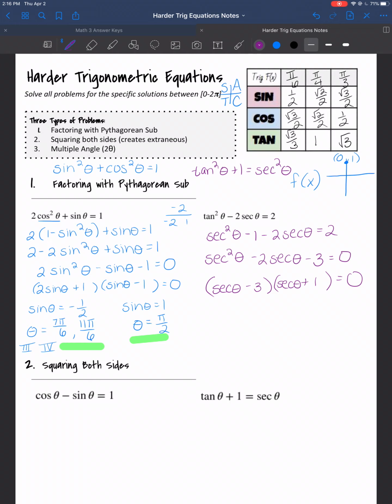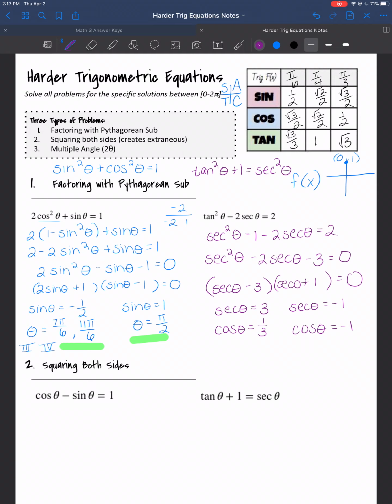So now I'm going to have, where does secant theta equal 3, and where does secant theta equal negative 1. Now anytime you're dealing with reciprocals, you do want to switch to the reciprocal function and switch the right hand side. So where does cosine theta equal 1/3? And where does cosine theta equal the reciprocal of negative 1, which is still negative 1.